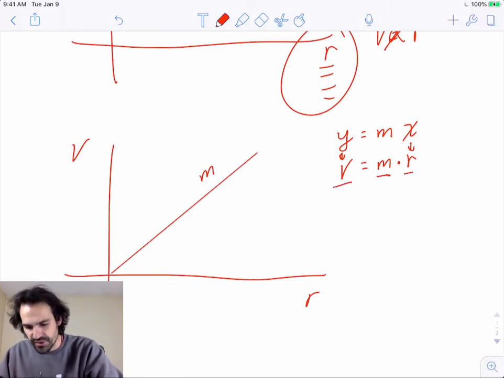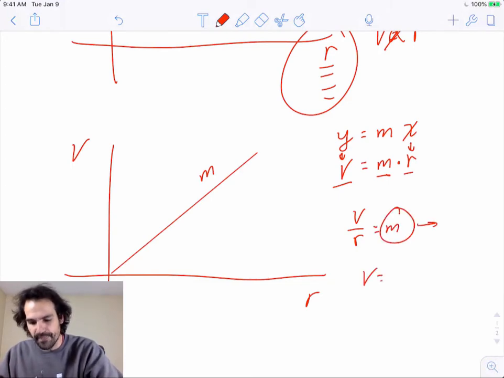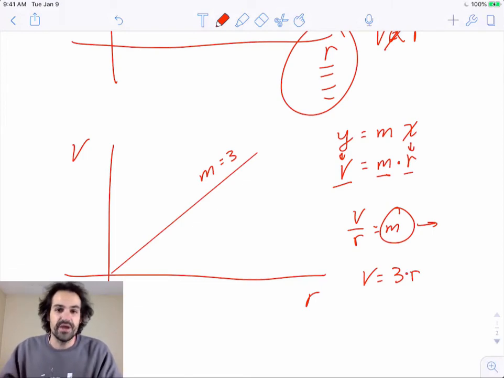In fact, you could even find the slope by doing rise over run, y over x. Voltage over radius would be equal to the slope, and you could figure out, hey, wait a minute, voltage equals, let's say you find the slope to be equal to 3, voltage would be equal to 3 times the radius. So that's why we're looking at these graphs so much. That's why we care about them so much.